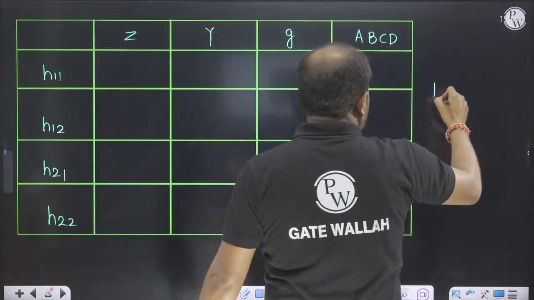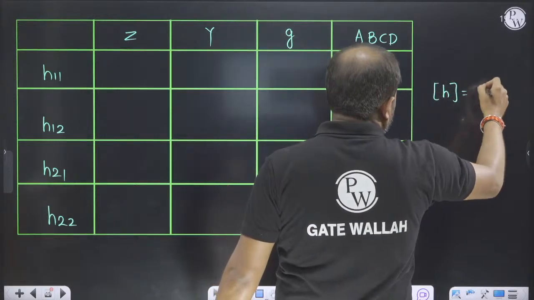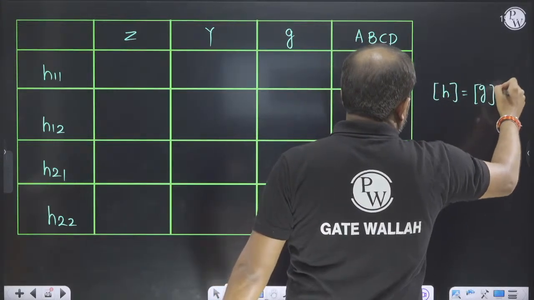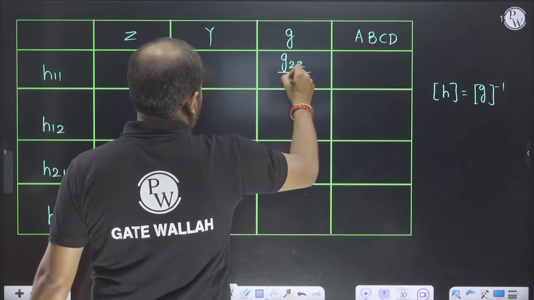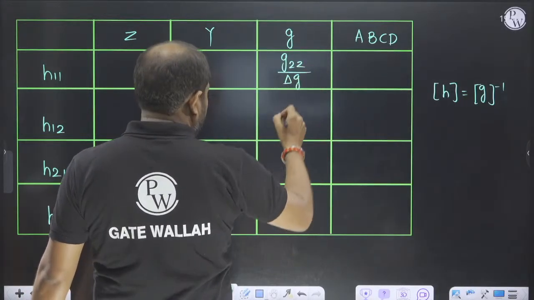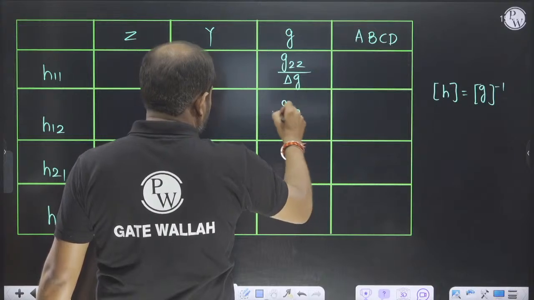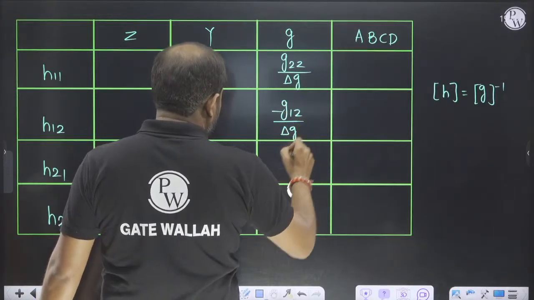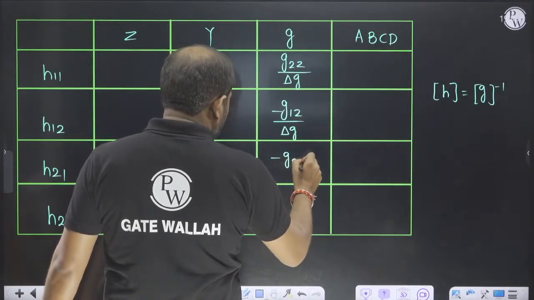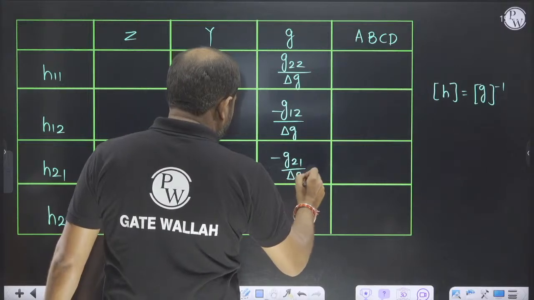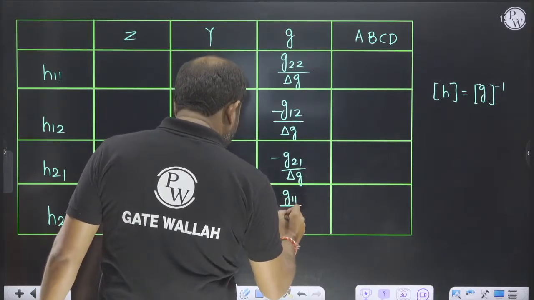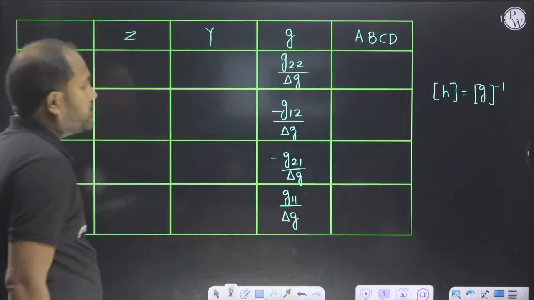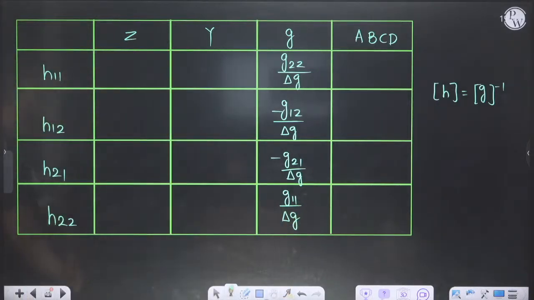As we know, the H matrix will be equal to the G matrix inverse. So it will be G22 upon delta G, minus G12 upon delta G, minus G21 upon delta G, and G11 upon delta G. So this is in terms of the G parameter. It is very easy, an inverse.